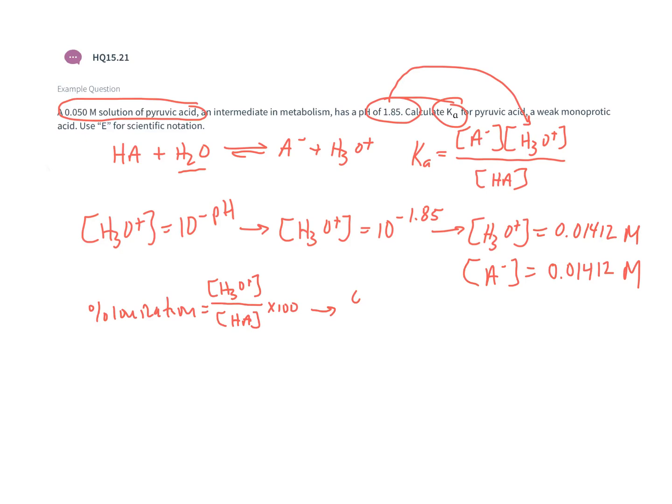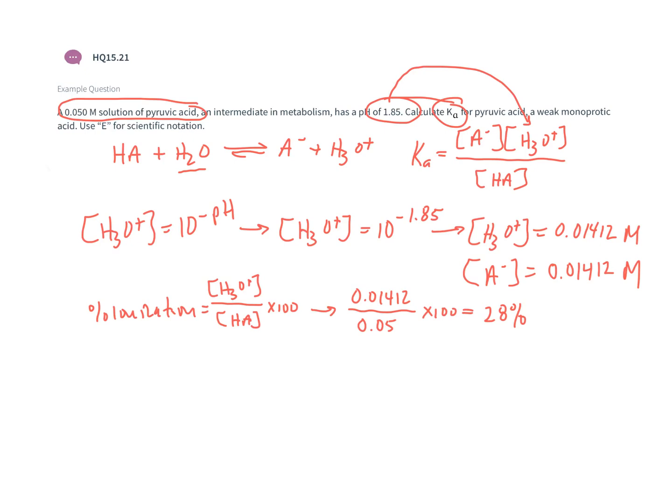So we have 0.01412 all over 0.05 times 100 to see that the percent ionization is 28%. So I cannot make that assumption that the change in concentration is small enough to be ignored. So I do need to take into account that change in concentration.